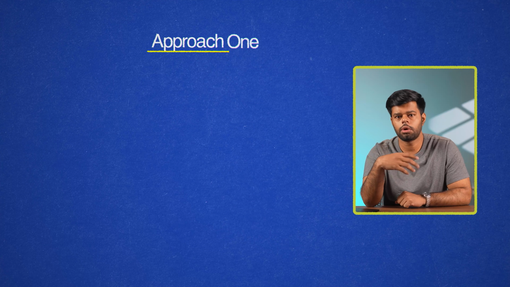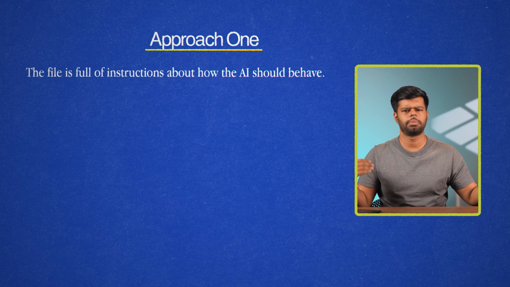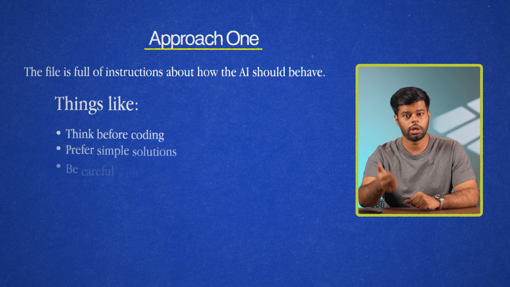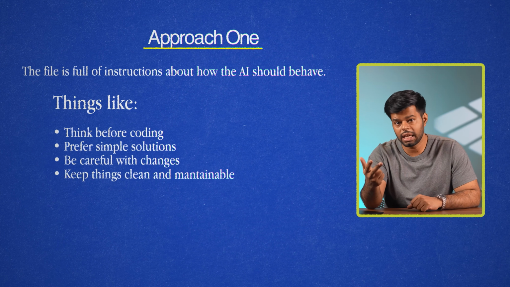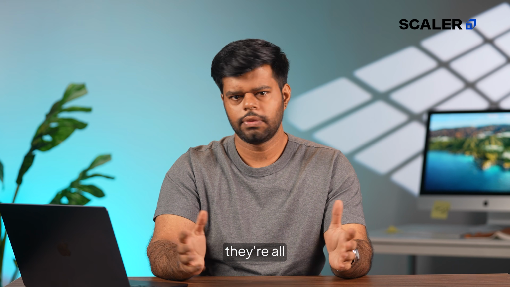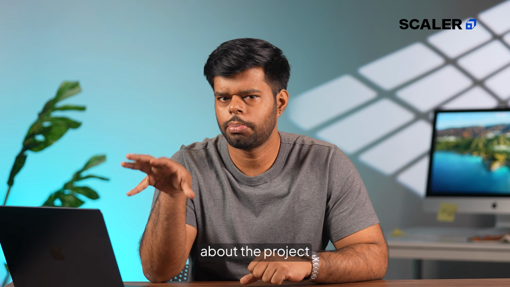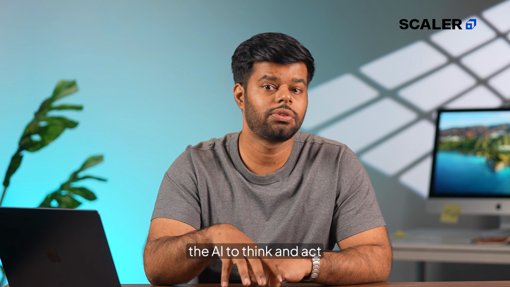One approach is what most people are familiar with. The file is full of instructions about how the AI should behave. Things like think before coding, prefer simple solutions, be careful with changes, keep things clean and maintainable. None of those things are bad. They're all reasonable things to ask. But notice what they have in common. They're not really about the project. They're about how you want the AI to think and act.